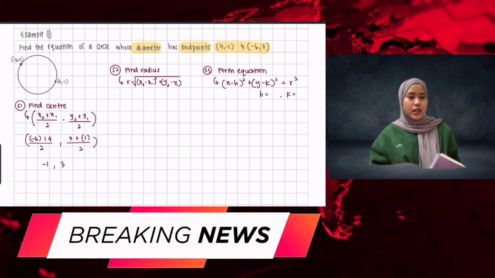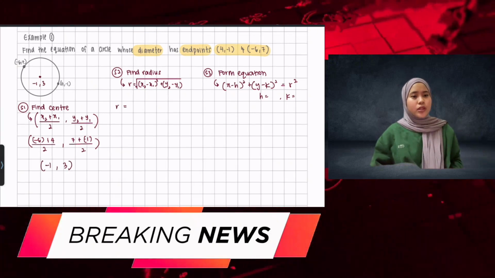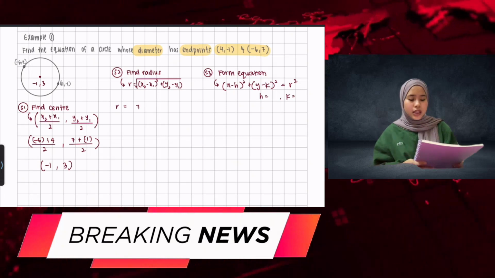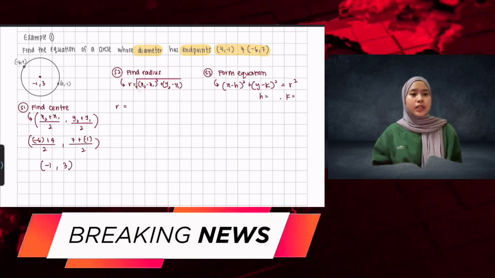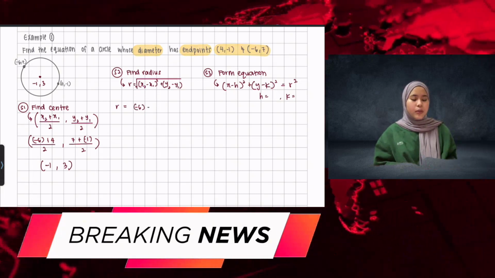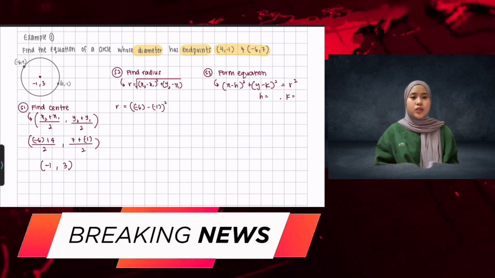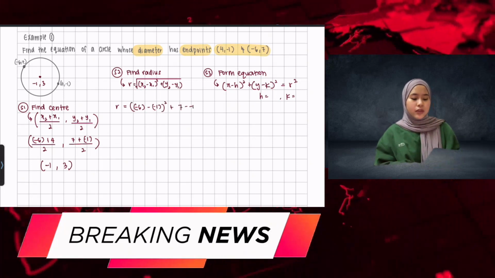Moving on to the next step is to find the radius using the same equation used in example 1. In this case, it will be the square root of (−6 − −1)² + (7 − −1)², which you will get √41.